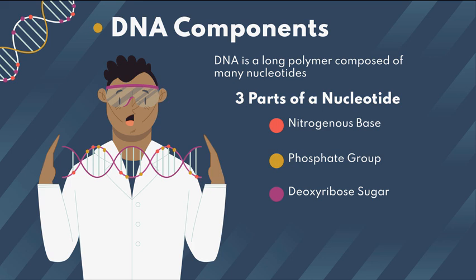Now, nucleotides are made up of three things. We have our nitrogenous base, a phosphate group, and a deoxyribose sugar. I'm going to repeat that one more time. The three things that make up a nucleotide are a nitrogenous base, a phosphate group, and a deoxyribose sugar.